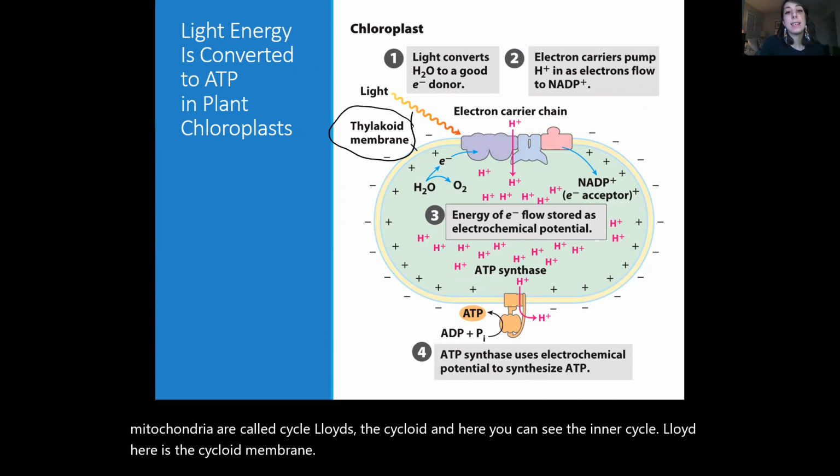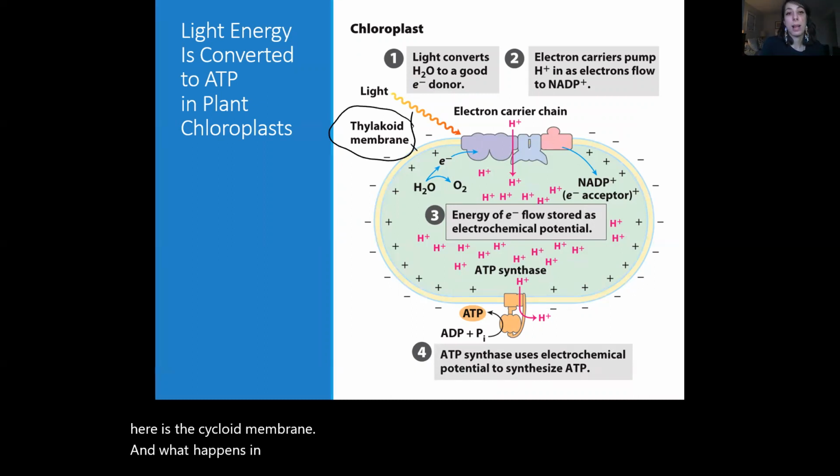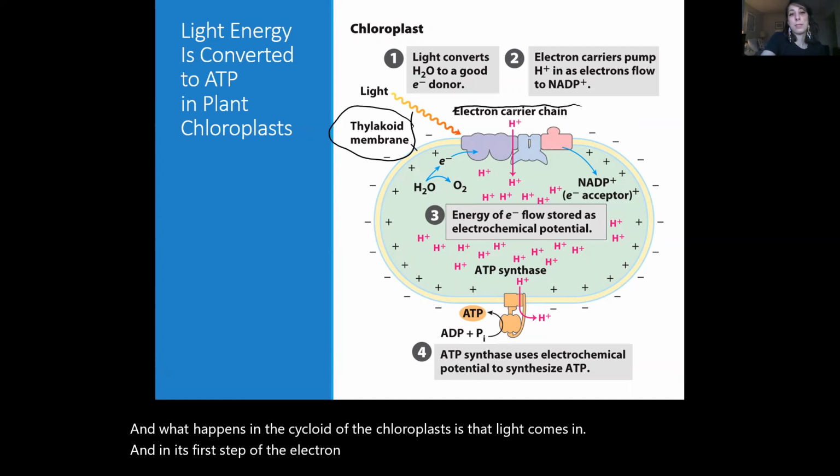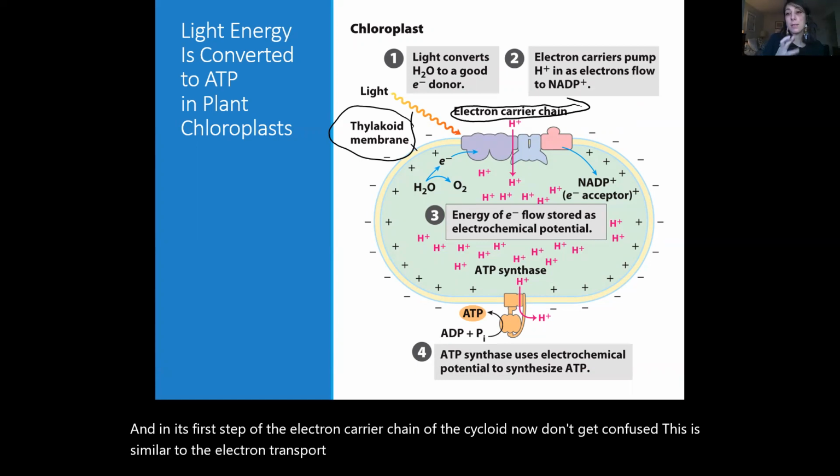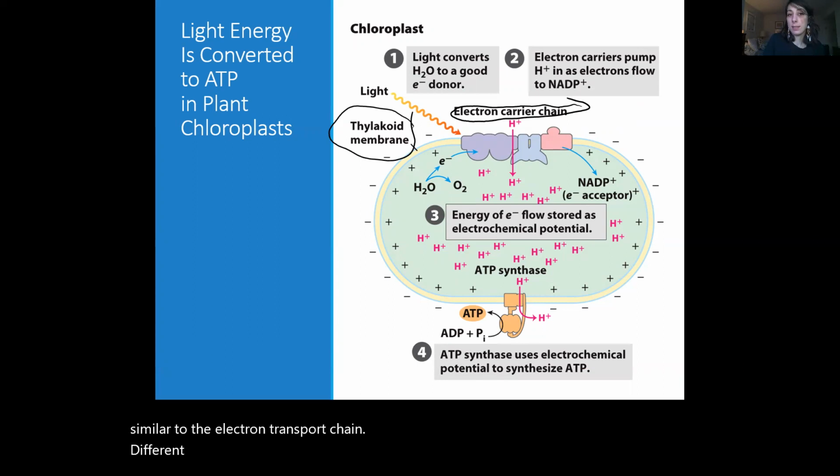And what happens in the thylakoid of the chloroplast is that light comes in, and in its first step of the electron carrier chain of the thylakoid, now don't get confused, this is similar to the electron transport chain. Different proteins, different mechanisms, but very, very strong similarities. Light is essentially converted and H2O, water, is taken and made into oxygen.